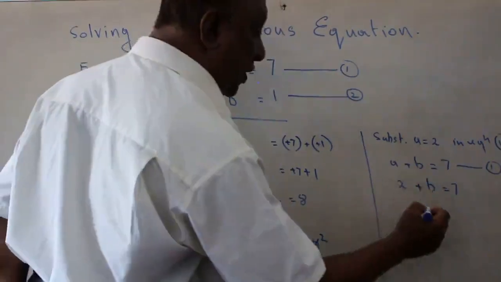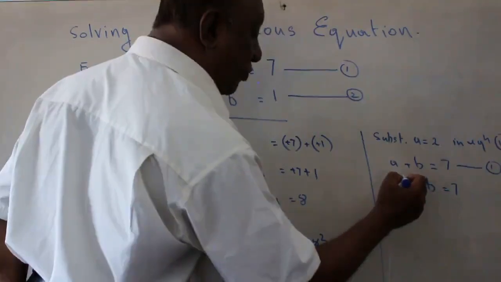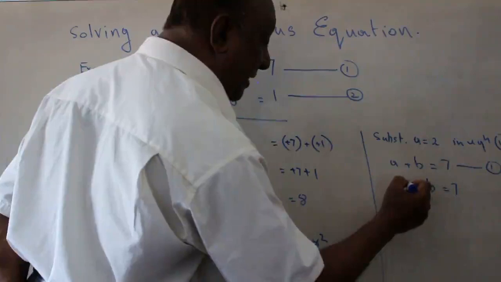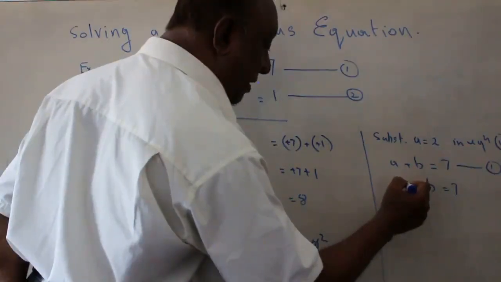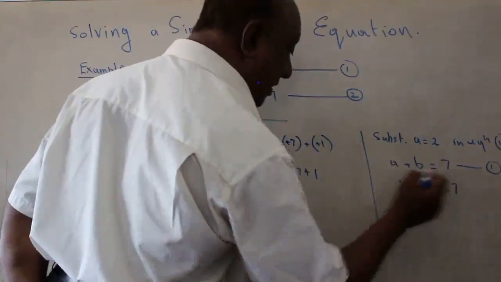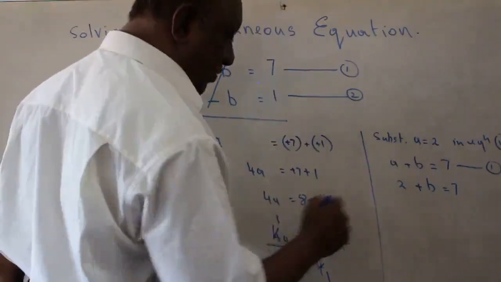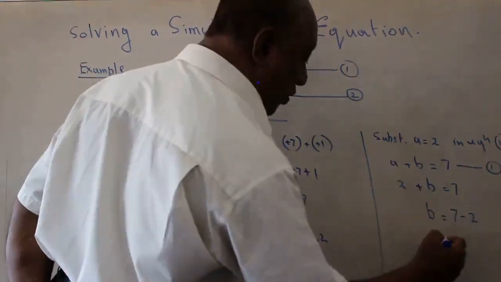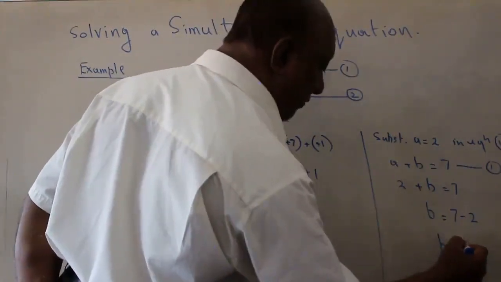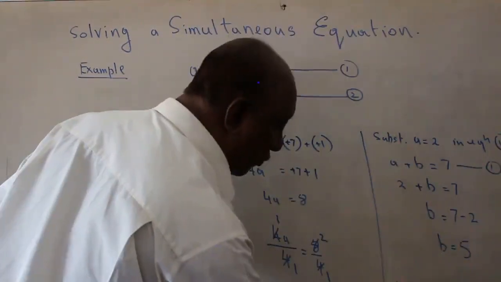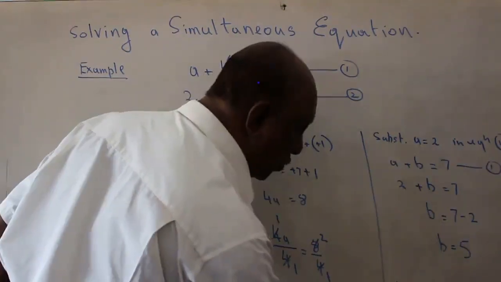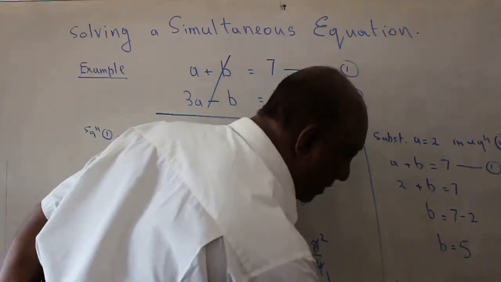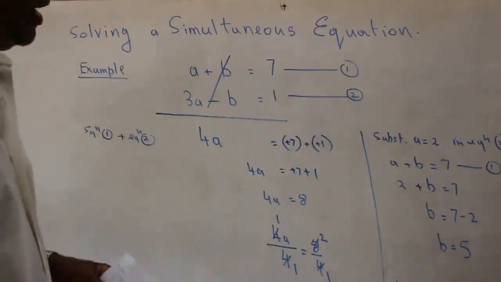To get b, in this case, I will have to get rid of plus 2. How do you do that? You already know that this 2 can go to the other side, and it will become minus. So b will be equal to 7 minus 2, b will be equal to 5. Therefore a is equal to 2, b is equal to 5. Put a double bracket, and that will be the final answer.